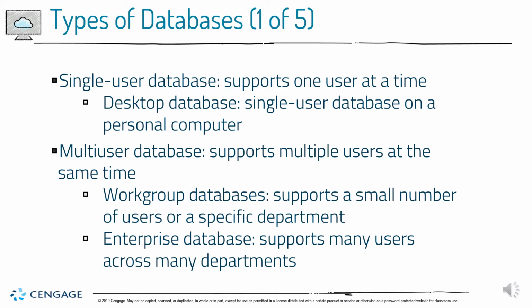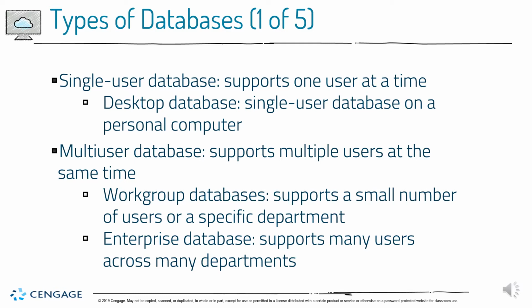The number of users determines whether the database is classified as single-user or multi-user. A single-user database supports only one user at a time. If user A is using the database, users B and C must wait until user A is done. A single-user database that runs on a personal computer is called a desktop database. In contrast, a multi-user database supports multiple users at the same time.